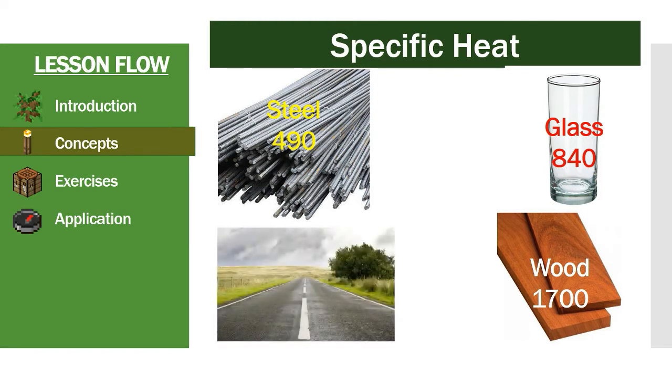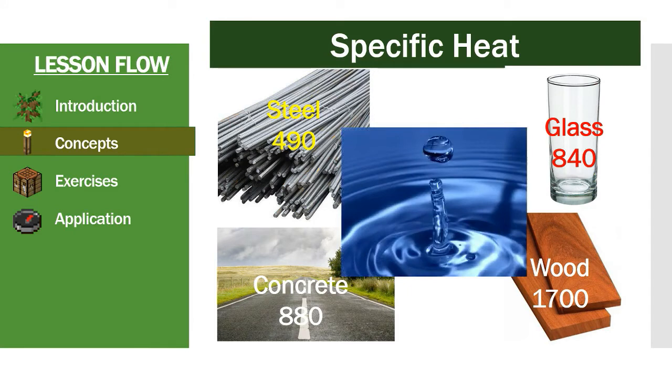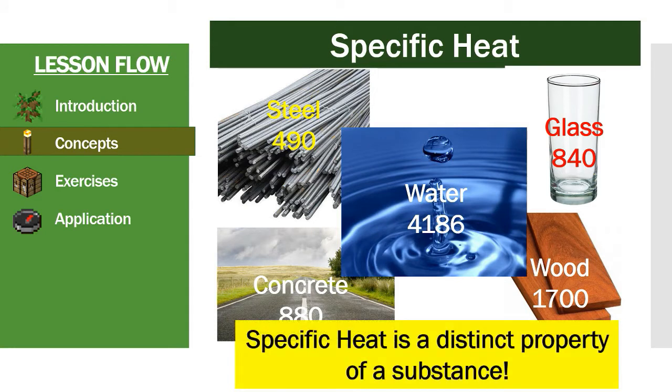So next would be concrete. You can cook an egg on a road if it's too hot, right? So it has a low specific heat of around 880 joules per kilogram Kelvin. And finally, you have water, which has one of the highest specific heats that you can likely find, and that has a specific heat of around 4,186 joules per kilogram Kelvin. So as you could see, specific heat is a very distinct property of a substance, okay?